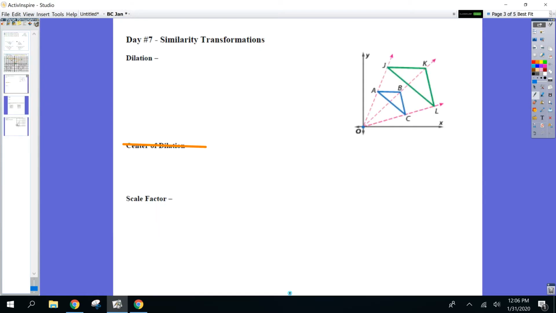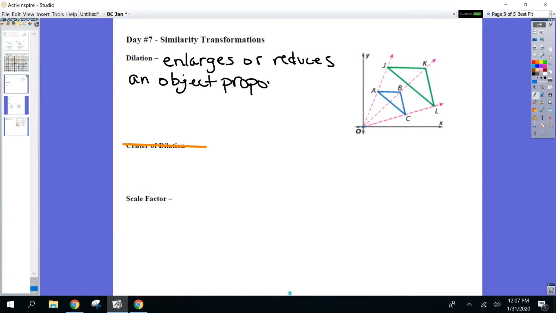So why does a dilation make it similar? Well, what is a dilation? It enlarges. Does it have to enlarge? It can get smaller. So it enlarges or reduces an object. Here's the big key: proportionally. So the sides, the lengths, are still in the same ratio.